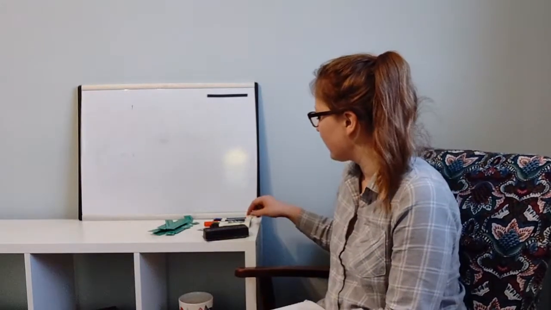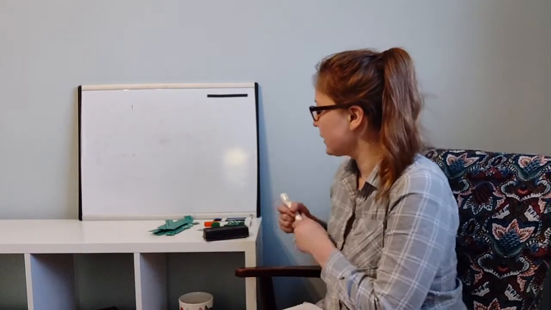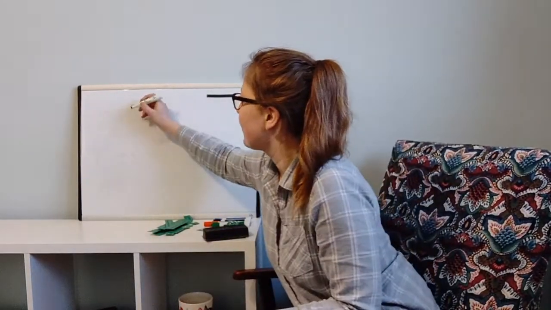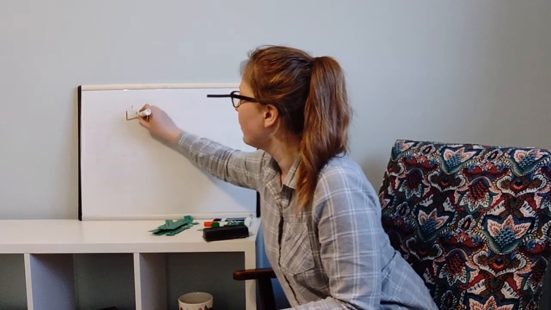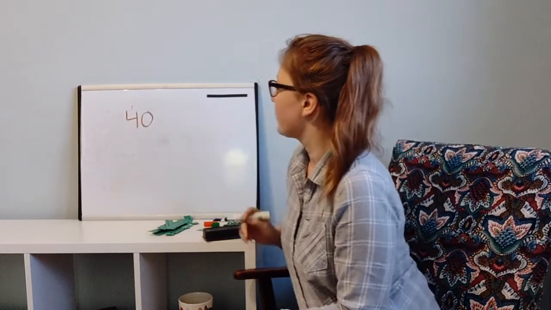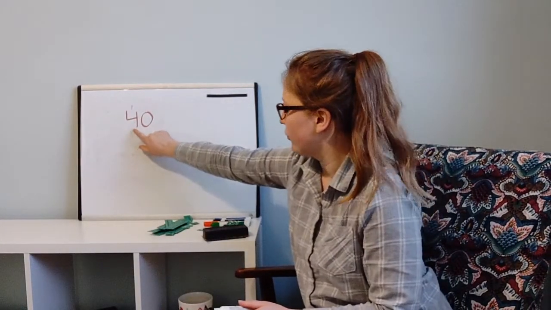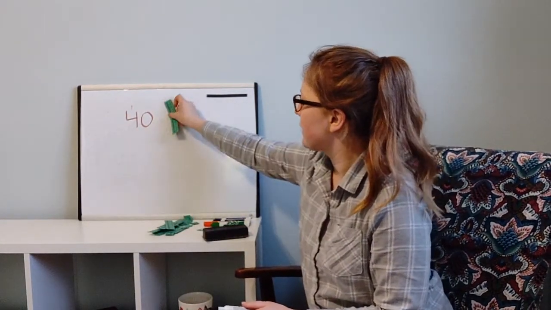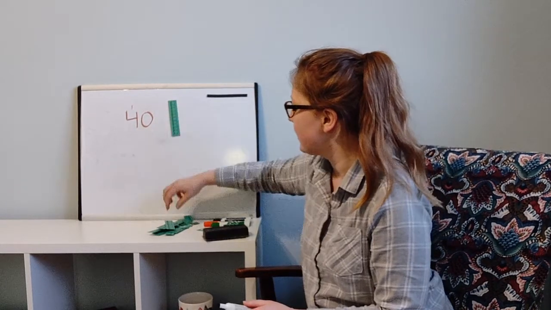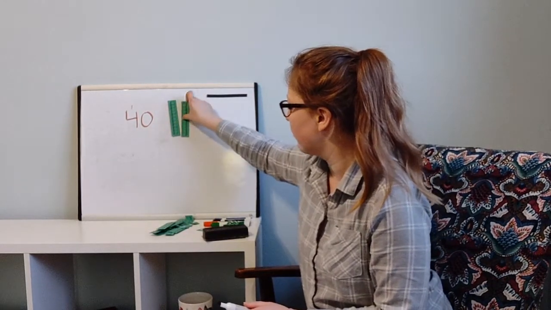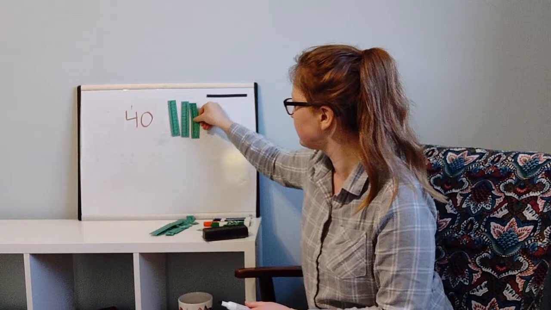So the next number that I would like you to build is the number 40. Can you build the number 40? We're going to build the number 40. The number 40 looks like this. It's a 4 and a 0. So we have the number 40. We have a 4 in the tens place, which means that our number should have 4 tens.